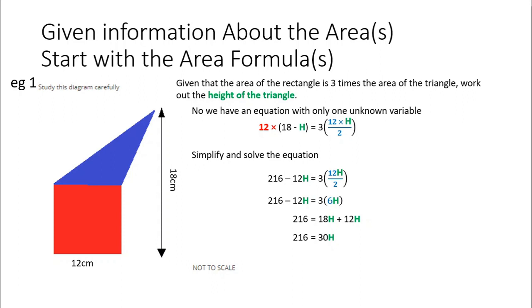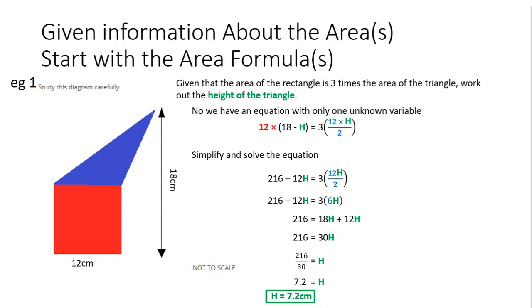Remember, we're trying to find out what H is, so we've got to get H on its own. 30 is being multiplied by the H, so we'll take the 30 to the other side and we'll divide by it. So we've got 216 divided by 30, which means H has got to be 7.2. So the height of our triangle is 7.2 centimeters.